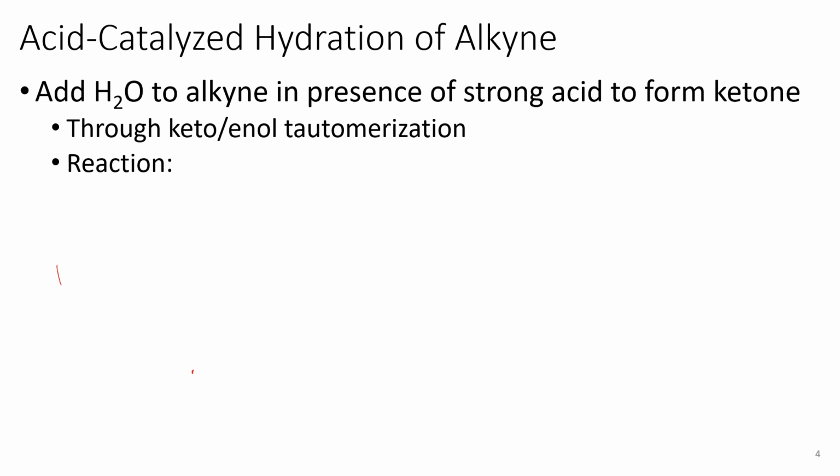So if we look at the reaction, we're going to take that triple bond, put it in the presence of our water and our strong acid. Again, I'm using a strong acid that will not also behave as a nucleophile. And in this example with the terminal alkyne, we will end up producing the methyl ketone as well. So let's look at the mechanism for this reaction.